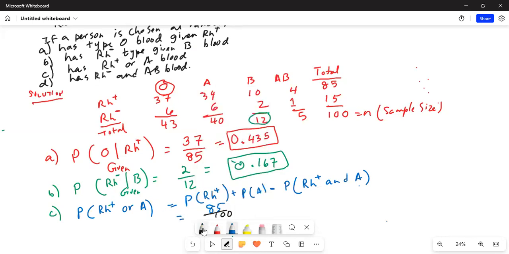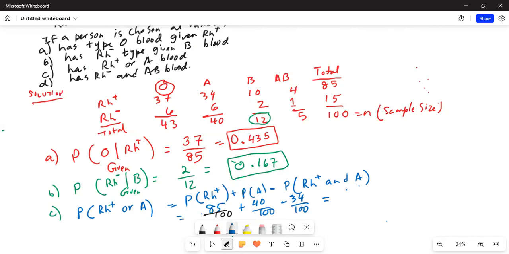So 85 over 100, plus the total of A is 40 out of 100. Now notice the number 34. Once it is added in the first row, 37 plus 34 plus 10 plus 4 is 85 for the Rh plus total. And once in the second column, to get the total of A, 34 plus 6 is 40. So the number 34, where the Rh plus first row and the second column intersect, has been added twice. That's why we take it out once. You cannot keep a number added twice. You have to subtract once.